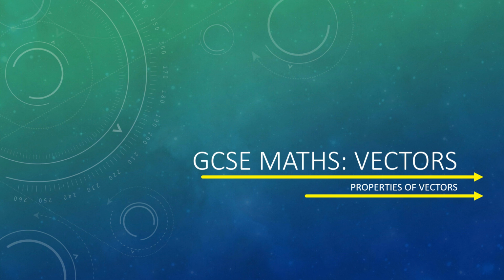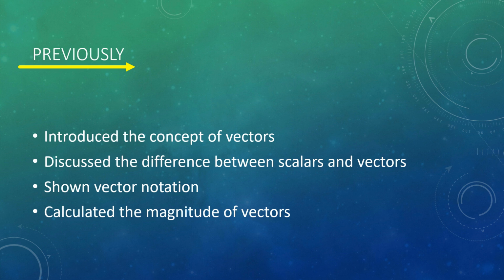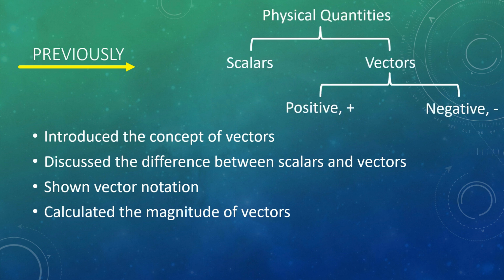This is the second video in the GCSE math series on vectors. In this video, I'll be talking about the properties of vectors. In the previous video, I introduced you to the concept of vectors. I discussed the difference between scalars and vectors, and I also provided you with this handy diagram which will help you remember the difference between scalars and vectors. I introduced you to different vector notations, and we also calculated the magnitude of vectors together.